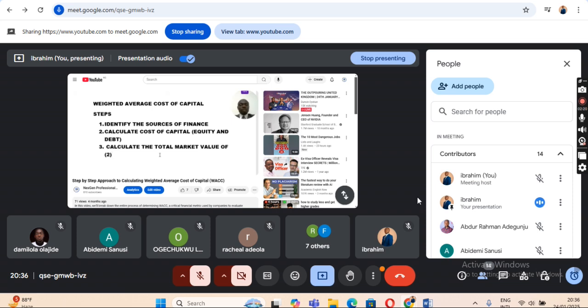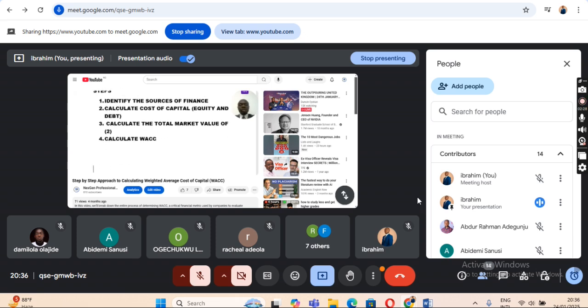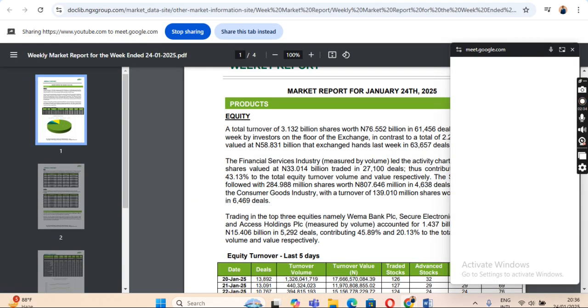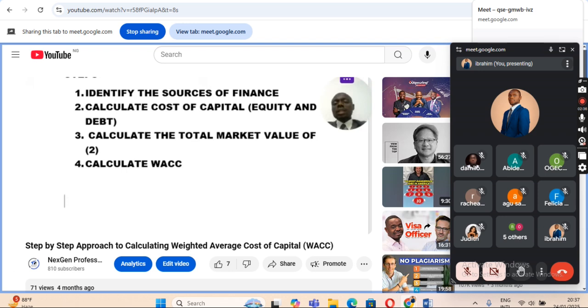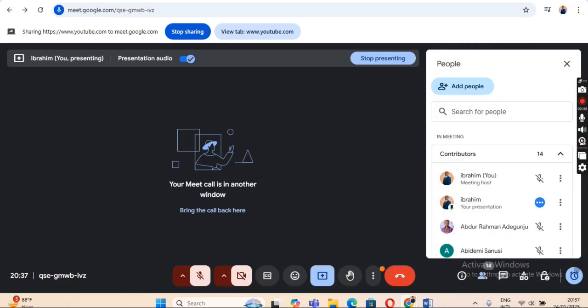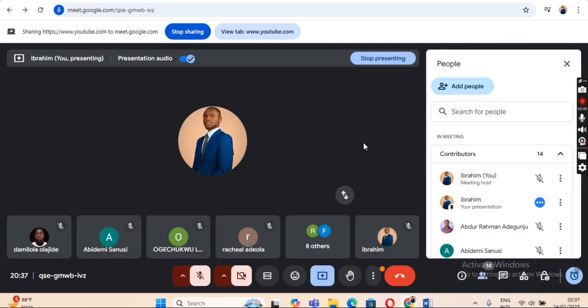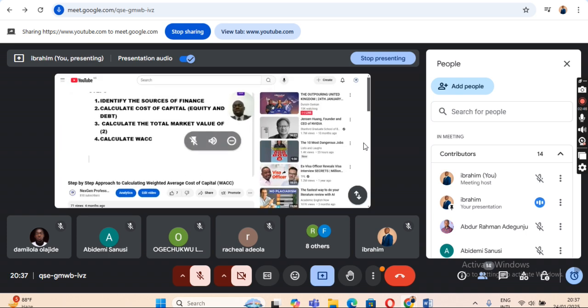Now, the next thing is to calculate WACC, that is weighted average cost of capital. So now the question is, how will you determine your WACC? You've identified the sources of finance. You've calculated the cost of equity and the cost of debt. You've calculated the total market value. Now is the weighted average cost of capital.